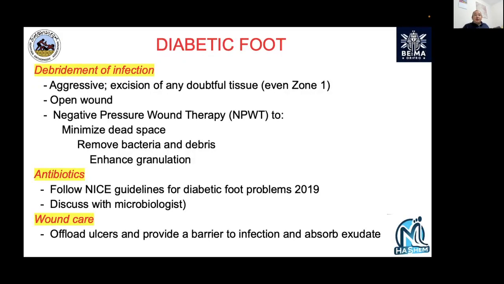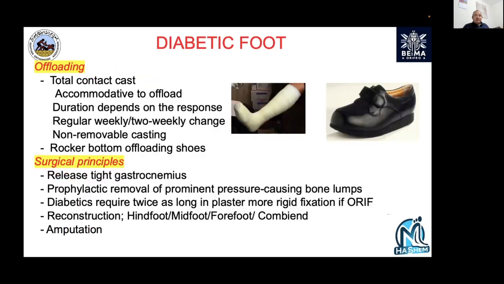You have to keep your wound open because it has to express itself if there is any infection. And you can use negative suction pressure. Definitely, negative pressure induces granulation, minimizes the soft tissue dead space, and gets any debris or infection away. For antibiotics, you have nice guidelines for diabetic foot problems from 2019. You can start with an empiric antibiotic, but you have to go for a specific antibiotic based on a deep tissue sample and microbiologist advice. Wound care is definitely offloading ulcers, avoiding a barrier to infection, and absorbing exudate.